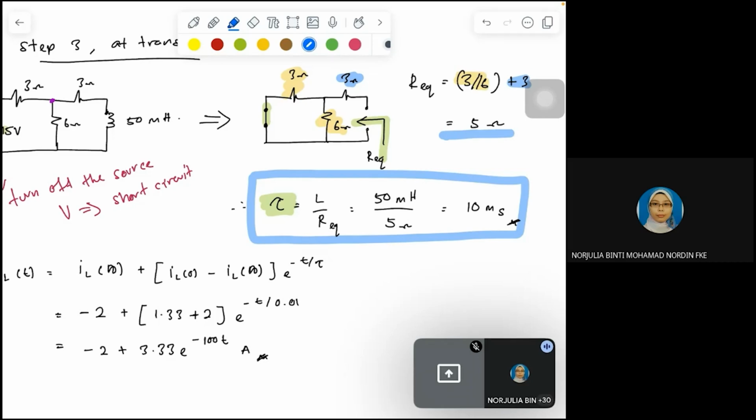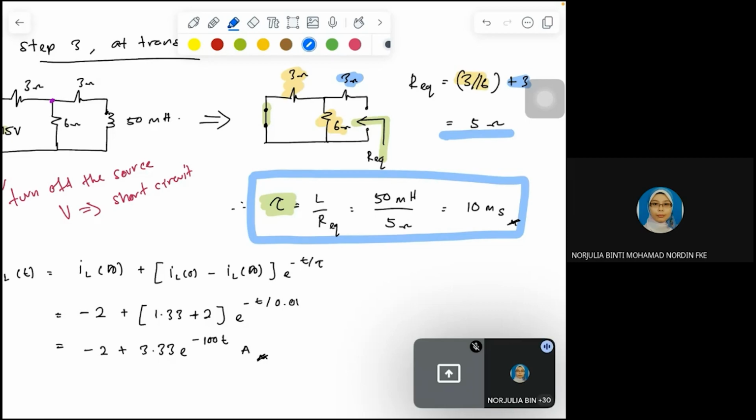Don't forget the milli. Milli is 10 to the power of negative 3. But in writing, please don't write the 10 to the power of negative 3 or negative 6 or negative 9. Please write down whether it's milli, micro, nano, pico, mega, tera, or kilo.